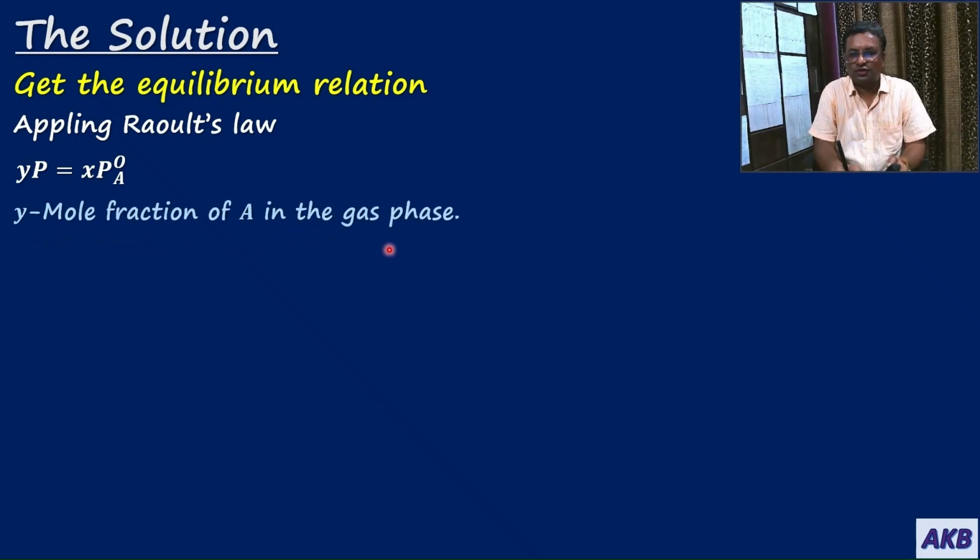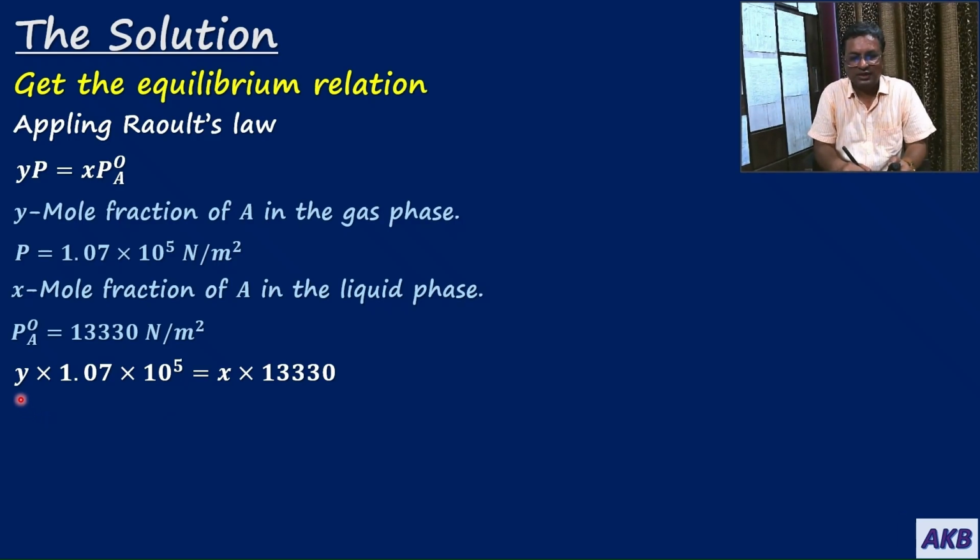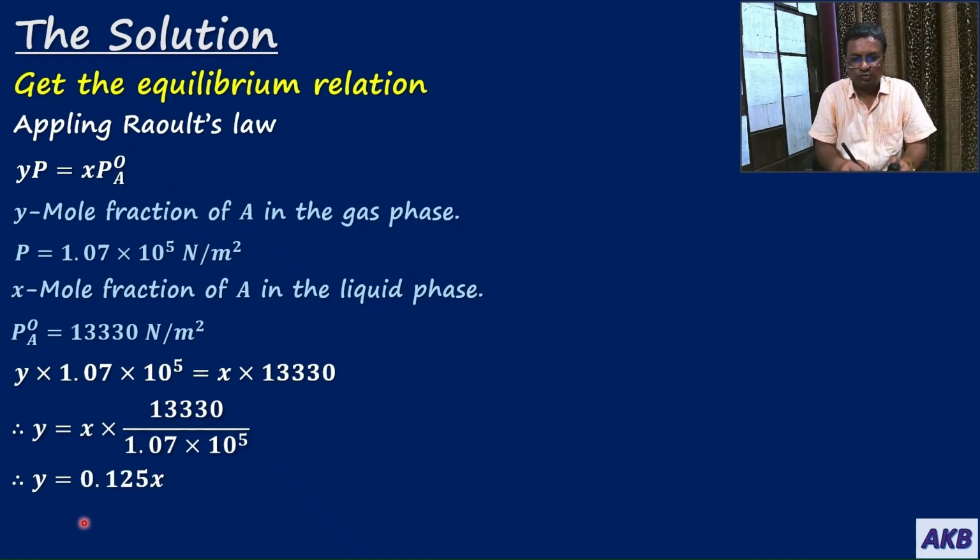So in this case y is mole fraction of A in the gas phase, P is the total pressure which is given to us, it is 1.07 into 10 to the power 5 Newton per meter square. Small x is mole fraction of A in the liquid phase. Then Pa naught is vapor pressure of A, and it is given to us, it is 13330 Newton per meter square. Therefore the equation will be small y into 1.07 into 10 to the power 5 is equal to small x into 13330. That is small y is equal to x into 13330 divided by 1.07 into 10 to the power 5. That is small y is equal to 0.125x. So this is the equilibrium relationship, but it is in terms of small y and small x.